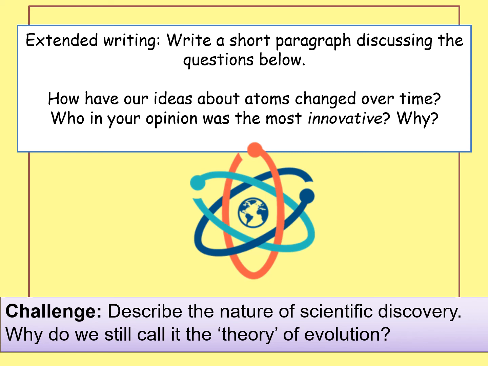How have our ideas about atoms changed over time? Can you sum that up, what we've learned from these different scientists? And who, in your opinion, was the most innovative scientist? Which of the three scientists, Thompson, Dalton or Rutherford, do you think was the most innovative, the most creative and unique? And the challenge at the bottom, it says, describe the nature of scientific discovery. Why do we still call it the theory of evolution? So I'd like you to have a think about how we discover new scientific ideas and how they build on one idea from the other.